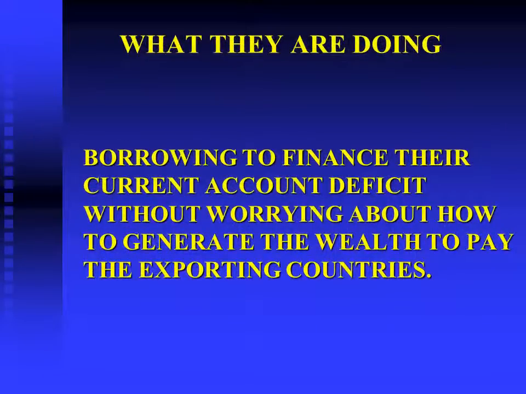So what is the moral of the story? That the countries with a large current account deficit are borrowing to finance their current account deficit without worrying about how to generate the wealth to pay the exporting countries, that is, to pay Germany, the Netherlands of this world. So what is happening now is Germany, the Netherlands and Sweden say, well, I want my money back. I want to get paid. And they say, oops, we don't have it, because we borrowed a lot but we didn't generate the wealth to repay you. That's what the problem is.